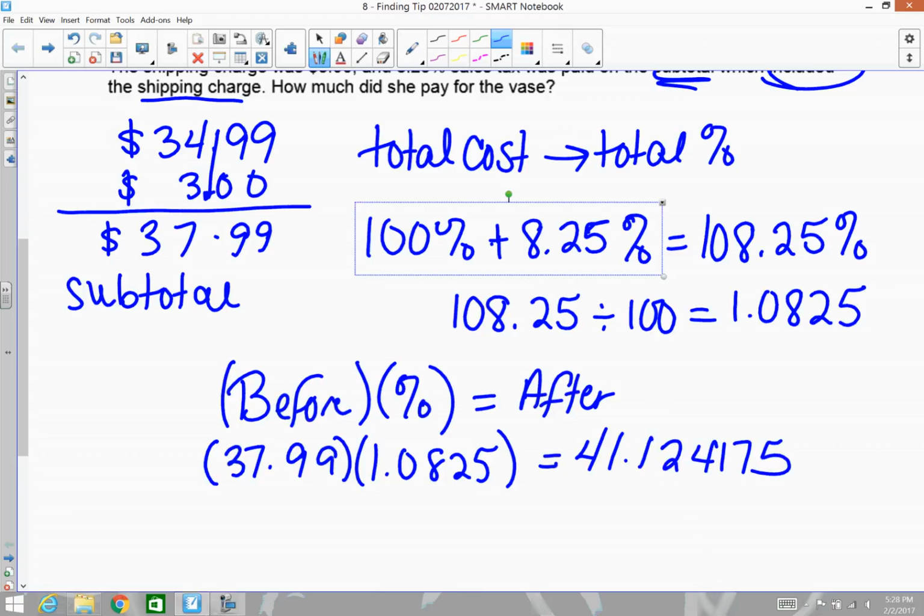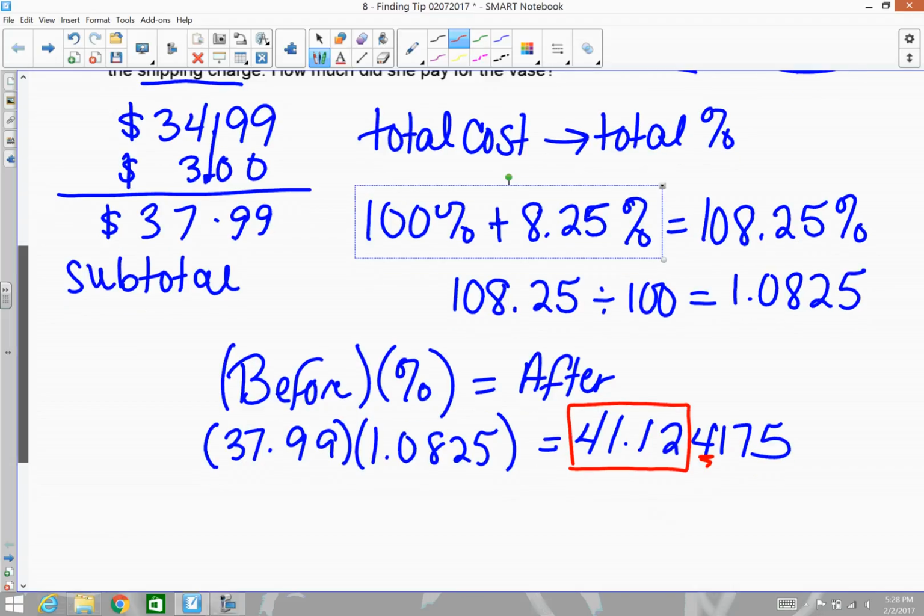41.124175. If you recall, money always ends in the hundredths place. And because this is a 4, it tells us to let the 2 rest. So her grand total will be $41.12.